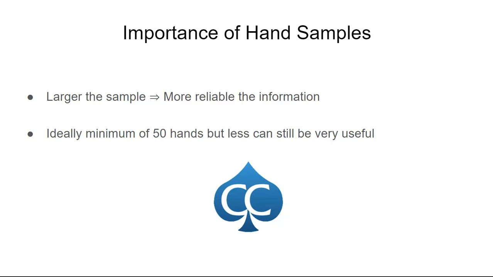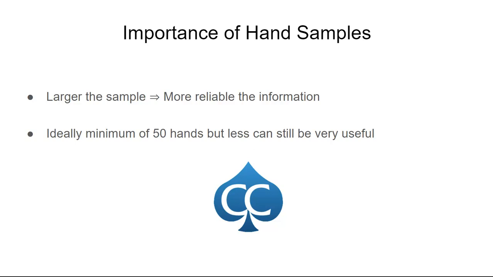Now, one thing that is really, really crucial is the hand sample. The more hands you have on your opponent, the better the information. Ideally, you want thousands of hands. If you don't have thousands, you want hundreds. If you don't have hundreds, you want at least 50. But even if you have a very small sample, it can be useful if you get pretty extreme data.